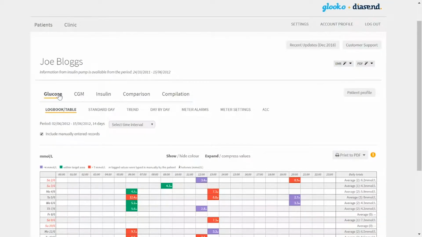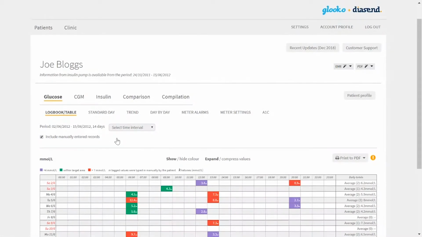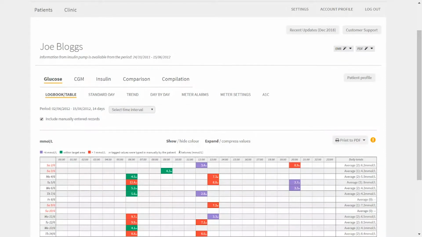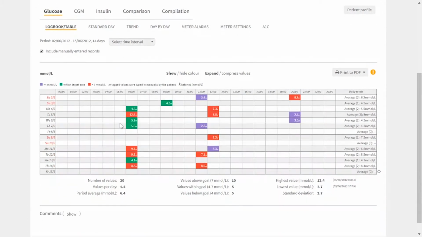This video is to show you how to use the glucose tab within diasend, starting with logbook and table. As with all charts and graphs in diasend, you're able to change the time period that you're looking at. At the moment I'm looking at 14 days, however using the drop down I can select 1 week, 2 weeks, 1 month or a customised period of time. When you're happy with your selection, if you scroll down, you will see the logbook below.